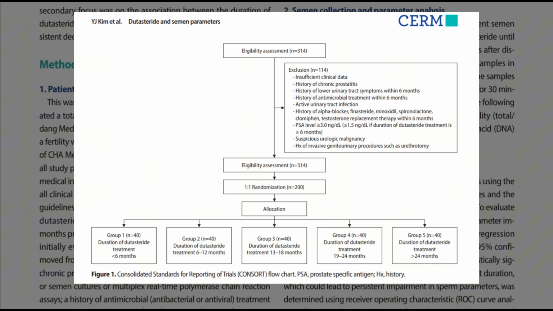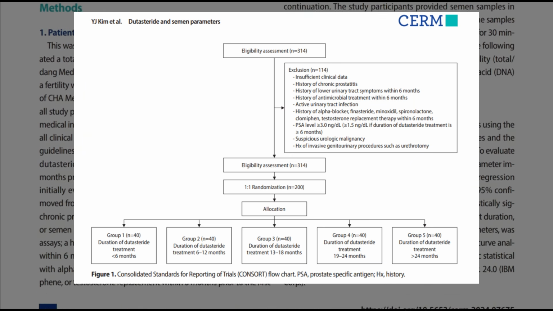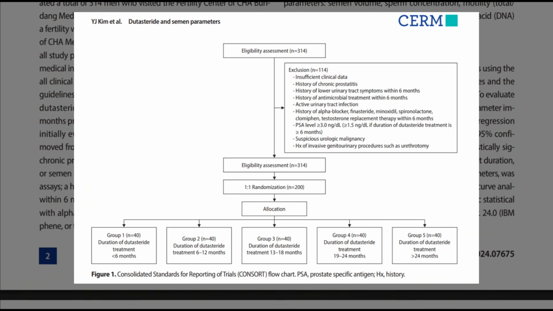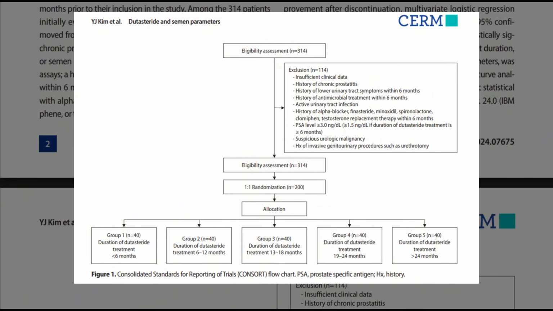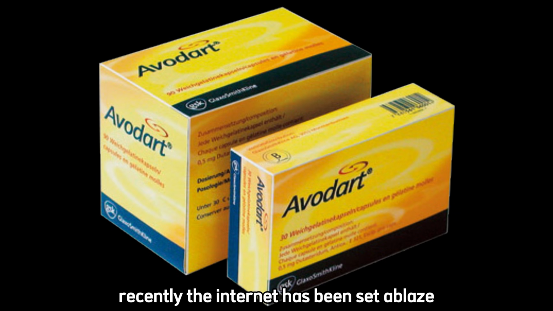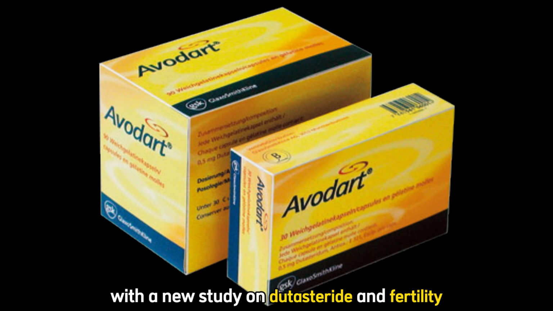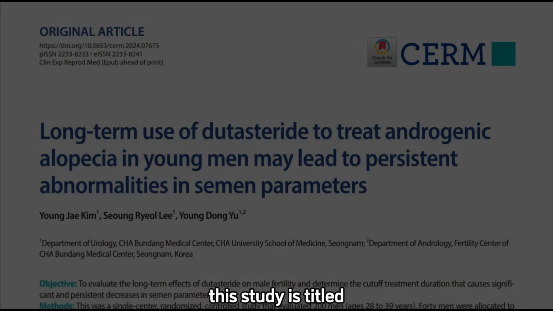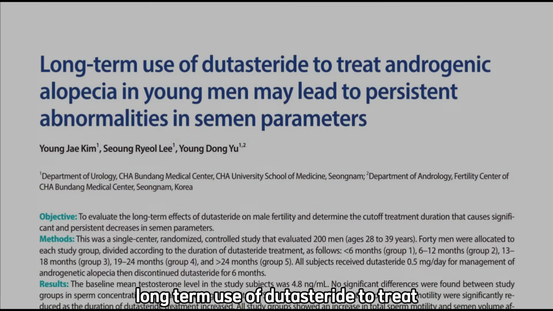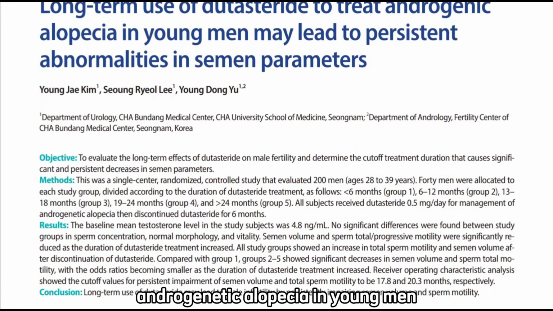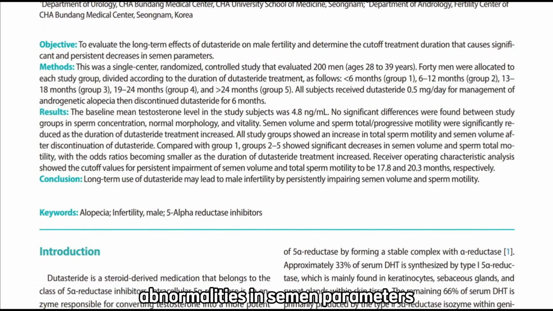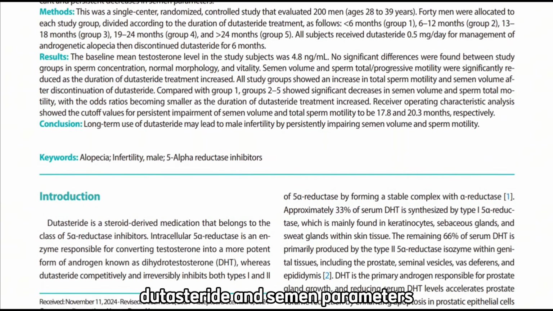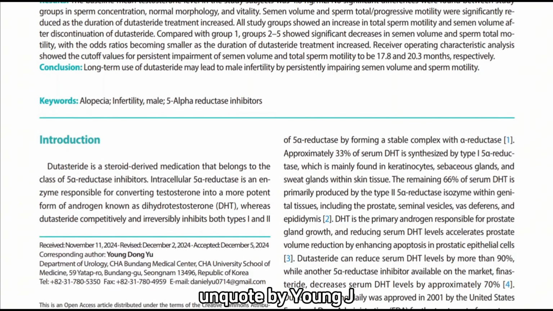This would provide a more complete picture of whether the dutasteride effects are minor anomalies or indicators of a potential decline in reproductive health. Recently, the internet has been set ablaze with a new study on dutasteride and fertility. This study is titled, quote, "Long-term use of dutasteride to treat androgenetic alopecia in young men may lead to persistent abnormalities in semen parameters, dutasteride and semen parameters," unquote, by Young J.